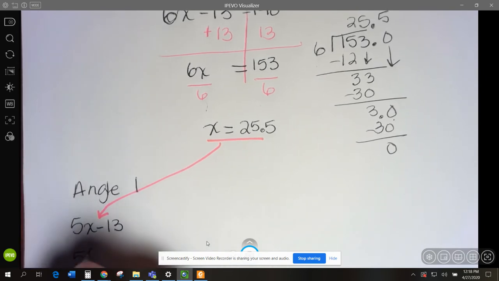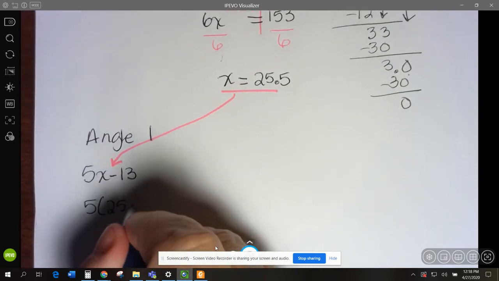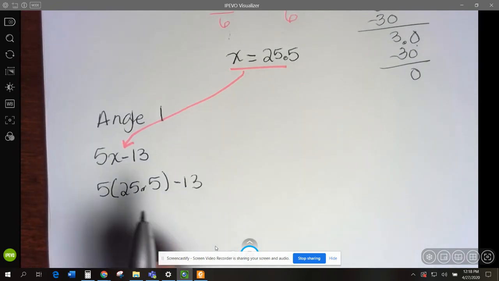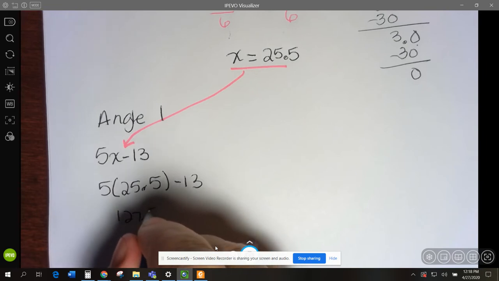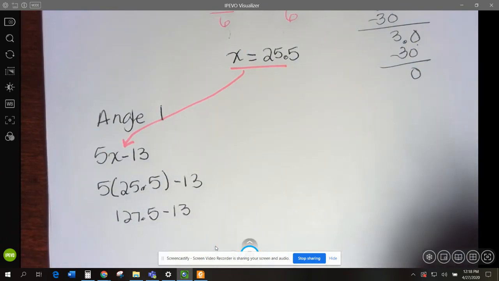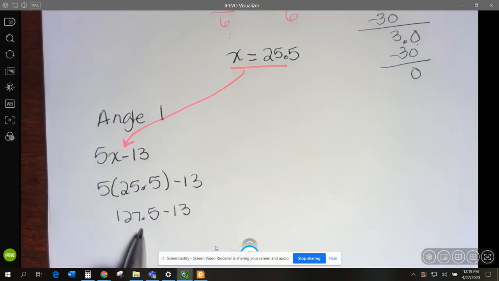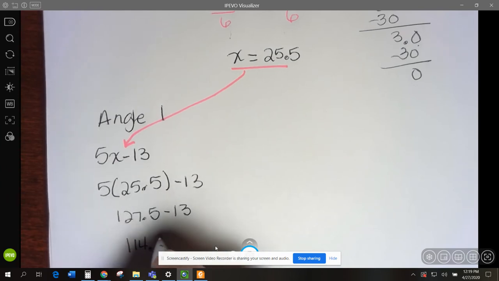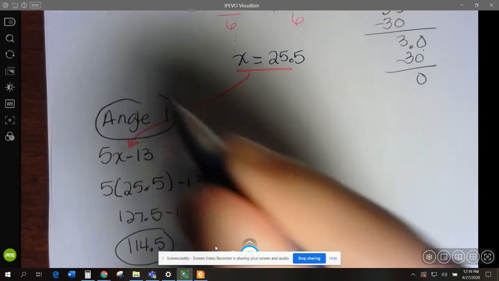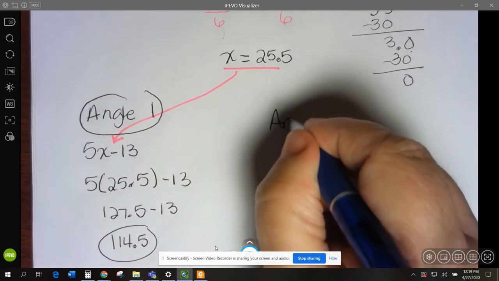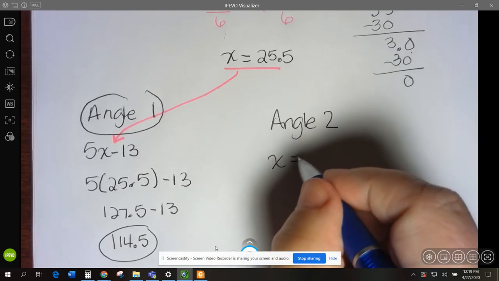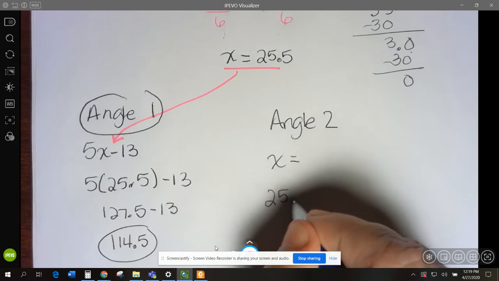So 5 times 25.5 minus 13. 5 times 25.5 is 127.5. You can use a calculator if you need to. Minus 13, and then we're going to subtract this, and we're going to get 114.5. So this is our measurement of angle 1. Angle 2 was just x, and we know what x is, 25.5, so angle 2 is 25.5.